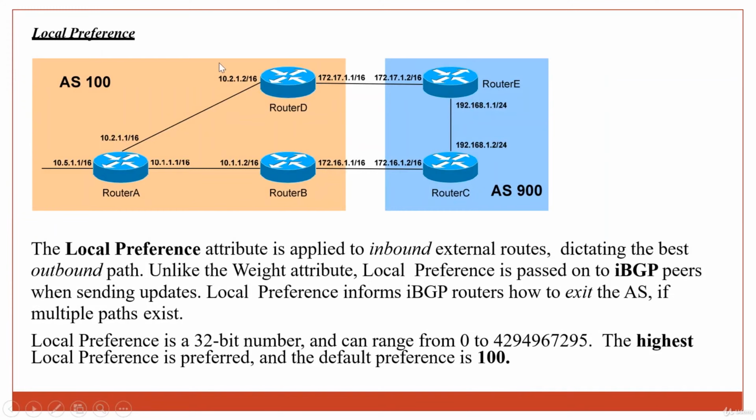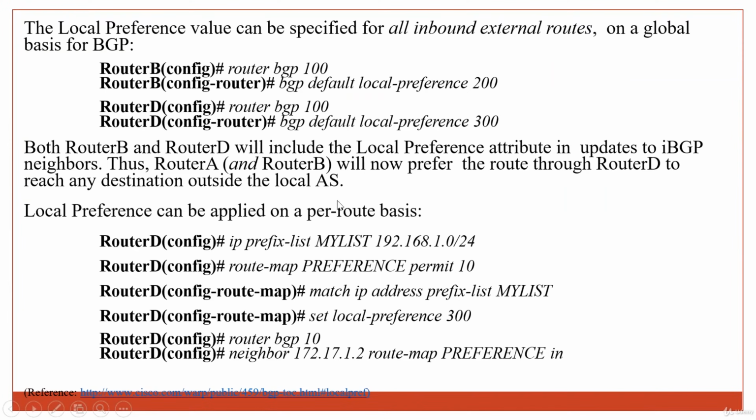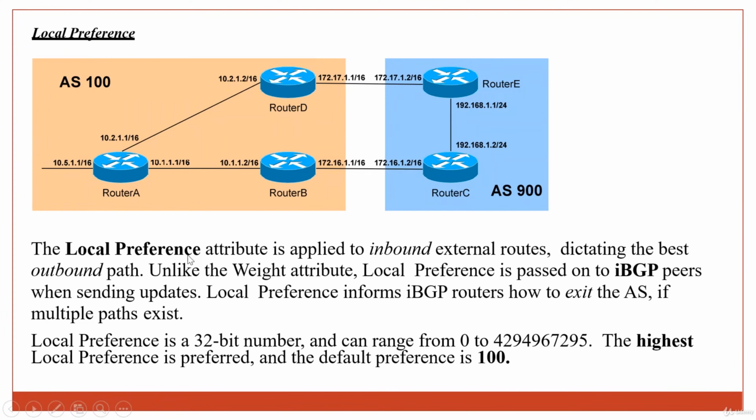Again, you have the local preference. In local preference, it's the same thing, only the way that we are going to do the coding will change. Local preference has a little bit of difference from weight. What is that difference? Unlike the weight attribute, local preference is passed on to IBGP peers when sending updates. Local preference informs IBGP routers how to exit the AS if multiple paths exist.